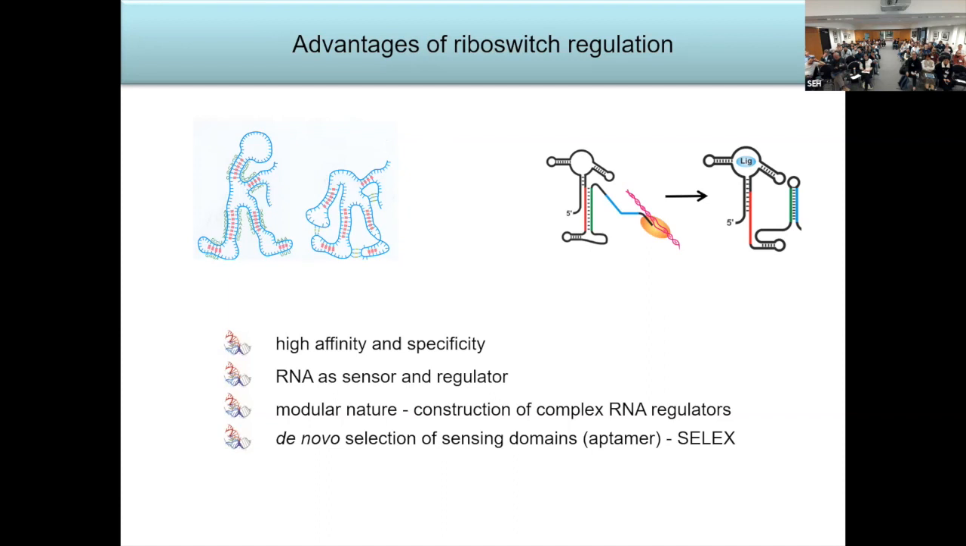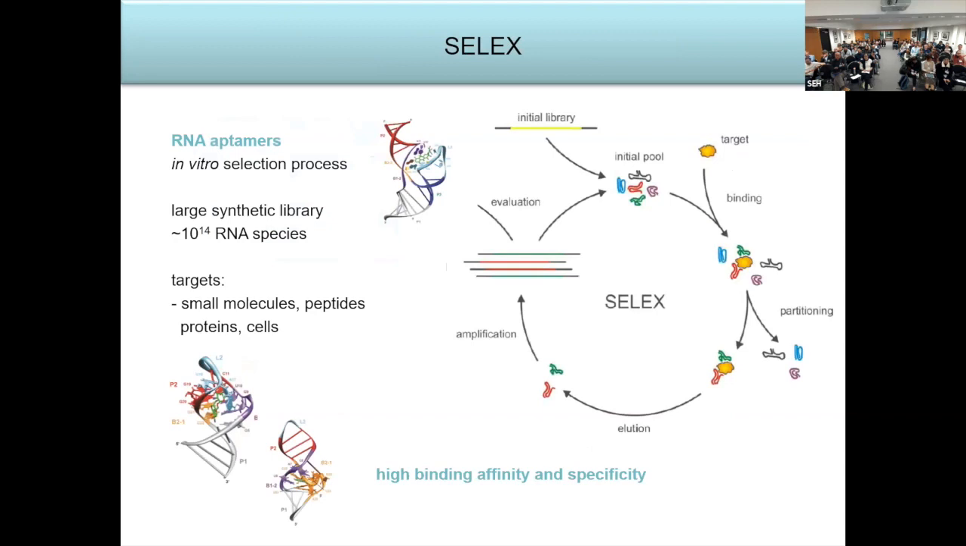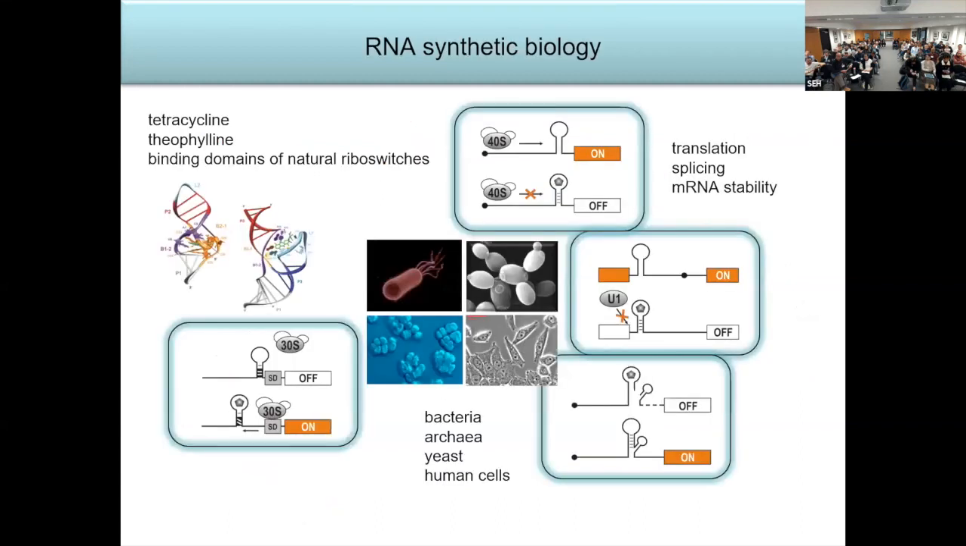And then, of course, we all know our SELEX method we like. And I think here in the audience, I do not have to explain what this means. If you are lucky, then you can select really binding domains de novo. We want to use these mostly small molecule binding aptamers, and more recently also protein binding aptamers, to develop switches that can be easily used to control gene expression.